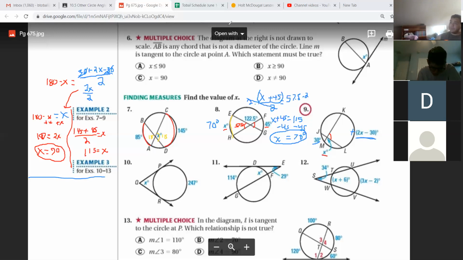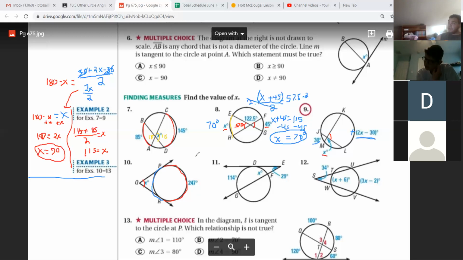Okay, let's go to the next one, 10, 11, and 12. So here's the rule when it's outside the circle. These are inside the circle, so we average it, we add it together. And when it's outside the circle, like this one over here, angle Q, we're going to take our larger arc. The larger arc is always the one that's farther away from the angle. And we're going to subtract it from our smaller arc, which is always the arc closer to the angle. Larger is farther away, smaller is closer.